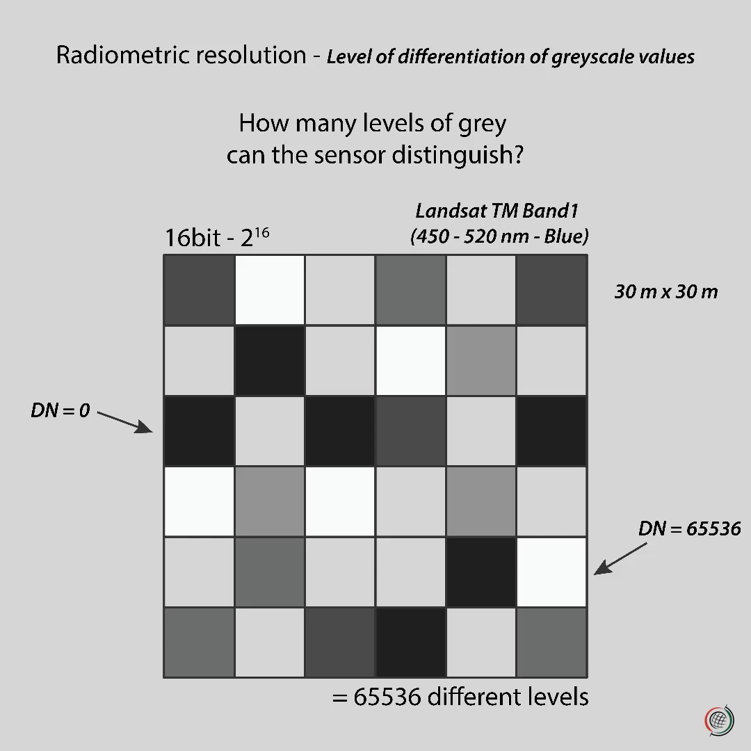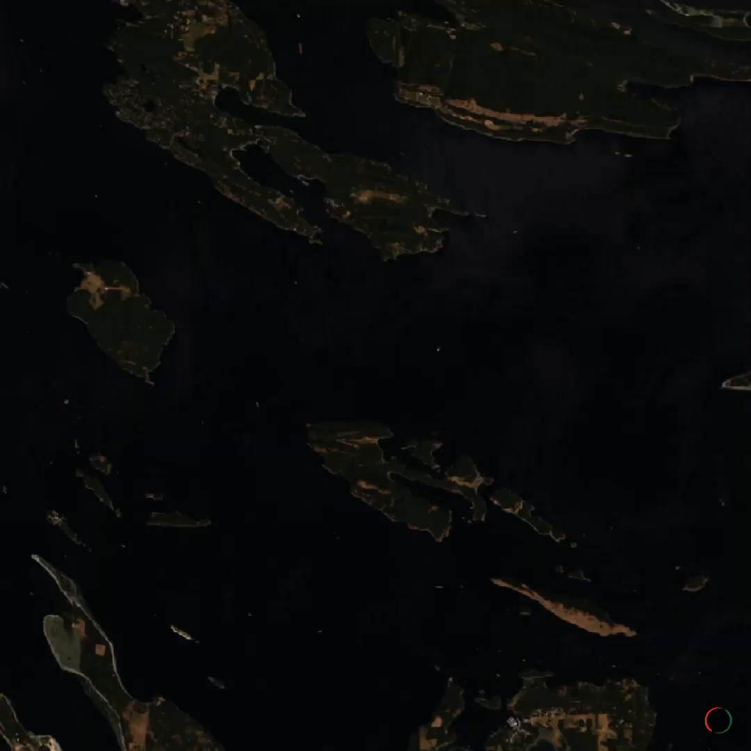Okay, so now that we understand the basics of radiometric resolution, let's try with a real-world example. What you see here is a Landsat TM scene over the southern Gulf Islands near Victoria, British Columbia, Canada. The first thing you'll notice is that the image is very dark, making it hard to see many of its features. To improve the visual appearance of this image, we need to apply an image enhancement technique called contrast stretching.